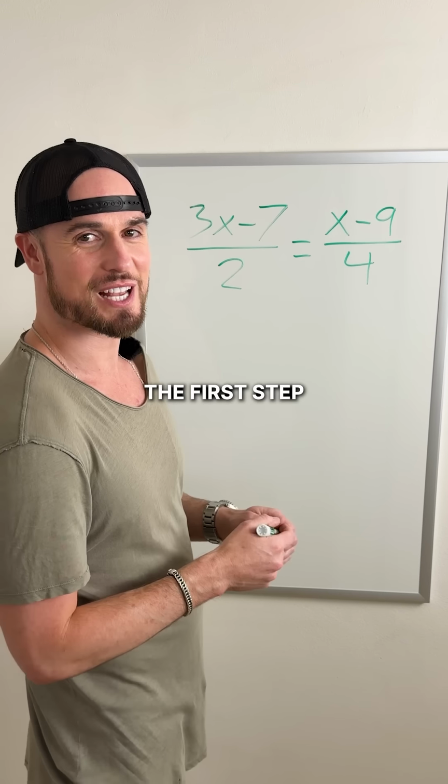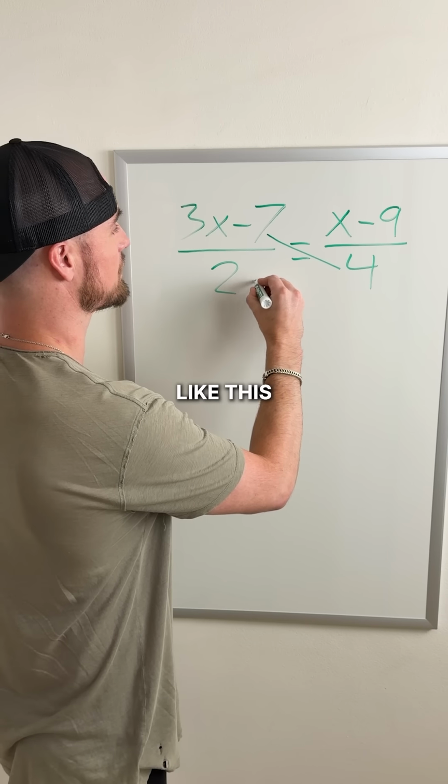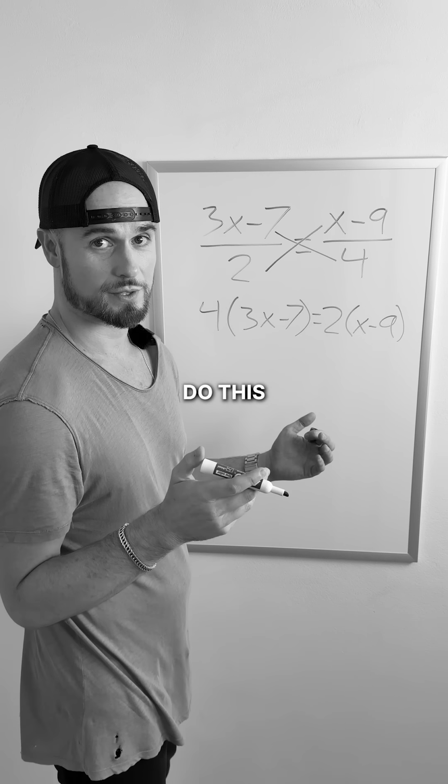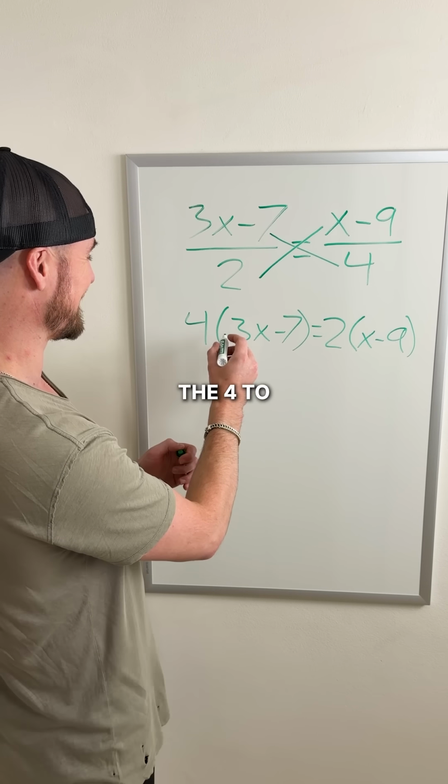So as we mentioned, the first step is we're gonna cross multiply, okay? So we're just gonna go like this, and we're gonna go like this. We're gonna multiply those terms that the lines connect, okay? Also, I didn't do this problem ahead of time, so hopefully I get this right. All right, let's distribute the 4 to the 3x.